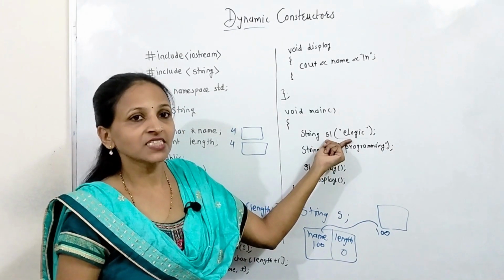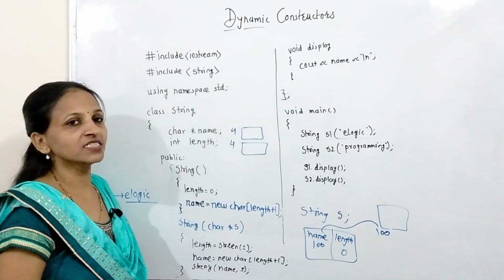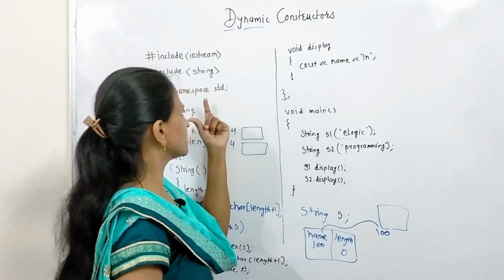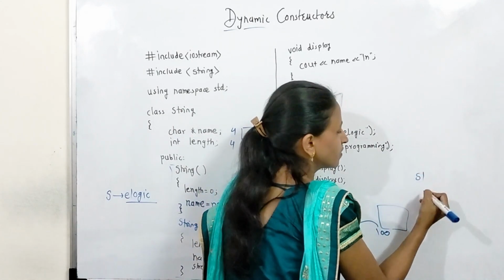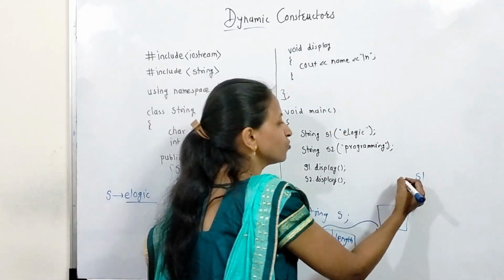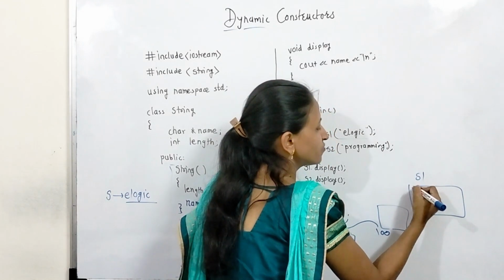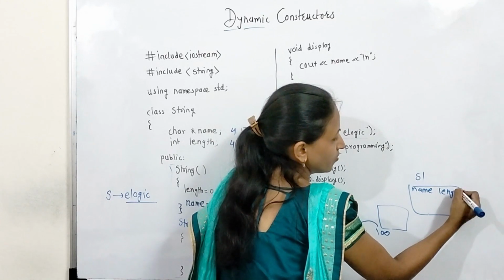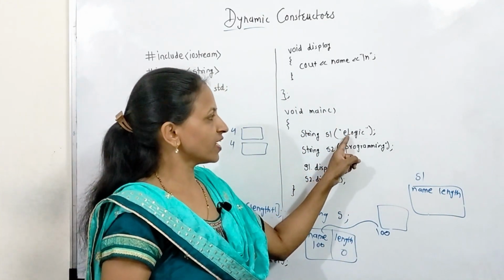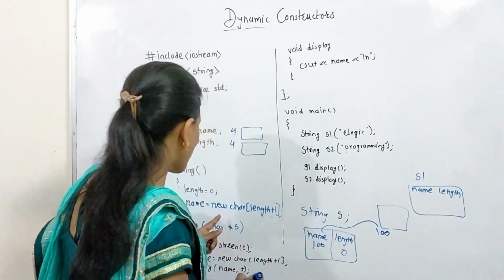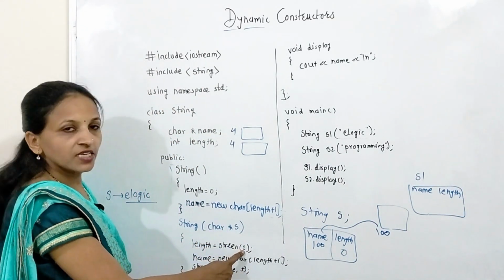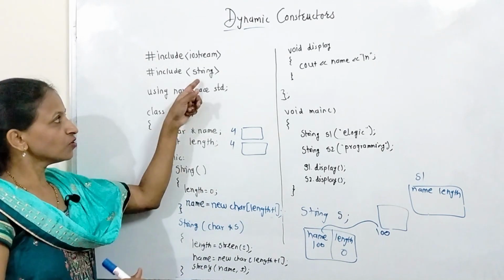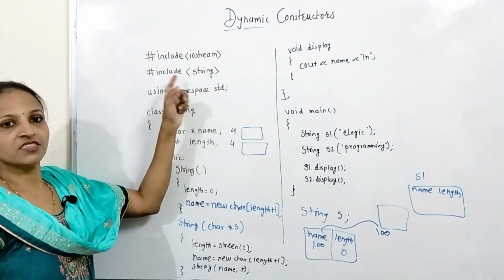Whenever this statement gets executed, the parameterized constructor will automatically be called. Here we are just creating one object of that string class, S1. S1 will have internally two data members. The first one is name and the second one is length. Now here length should be whatever the length of the passed string. That's why we have to find out the length of that string with the help of the strlen function, and so for that we have included the string header file.